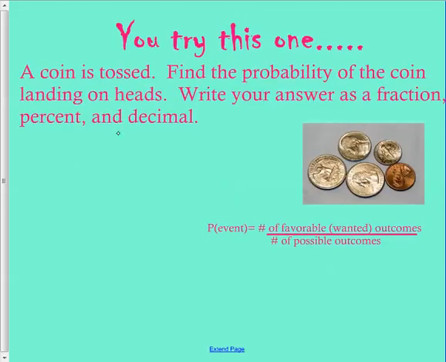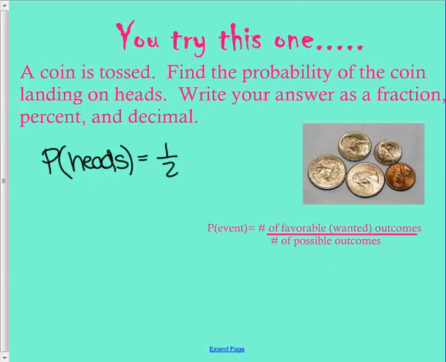Try this one. A coin is tossed. Find the probability of the coin landing on heads. Write it as a fraction, decimal, and percent. Okay, so the probability of it landing on heads, make sure you write that first, equals, and your fraction, your decimal, and percent. Okay, I'm going to show you what I would do.